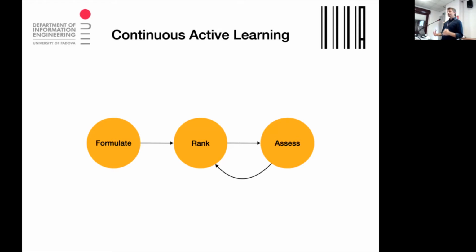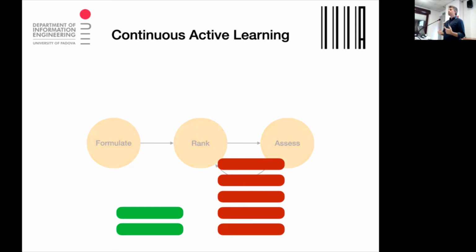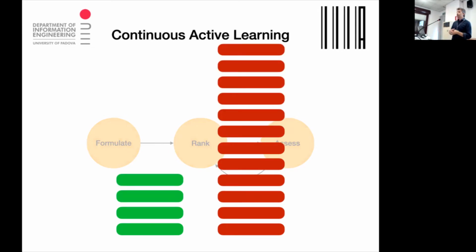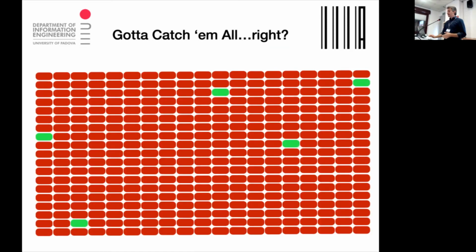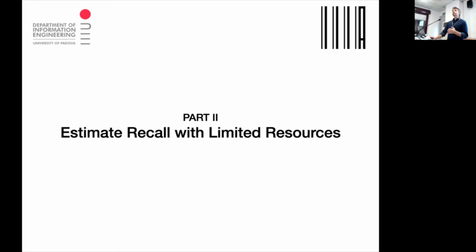So you formulate a query, then you rank the documents or the remaining documents in the collection, assess, and then you give feedback. And then you continue to do this until, remember that we want to catch them all. And that's the problem. The problem is, when do we stop? Okay, so continuous active learning is a way to retrain the model according to the immediate relevance feedback that you have. The problem is, how do you know that you have obtained most of the relevant objects in the collection?